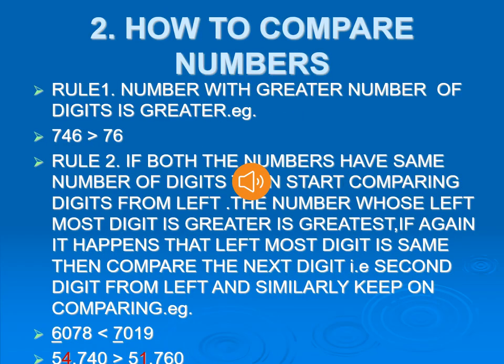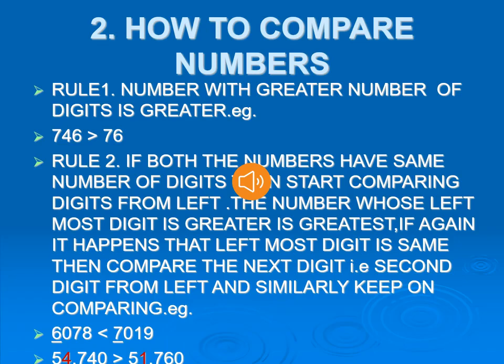Now, the next topic of this chapter is how to compare numbers. Rule number 1: how to compare numbers with a different number of digits. If the numbers have a different number of digits, then the number with the greater number of digits is always greater. For example, if we want to compare 746 and 76, then 746 has 3 digits and 76 has 2 digits. So 746, with 3 digits, is greater than 76.